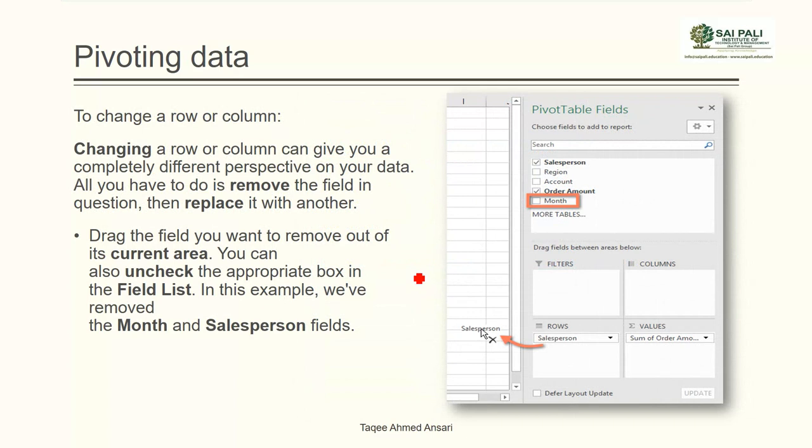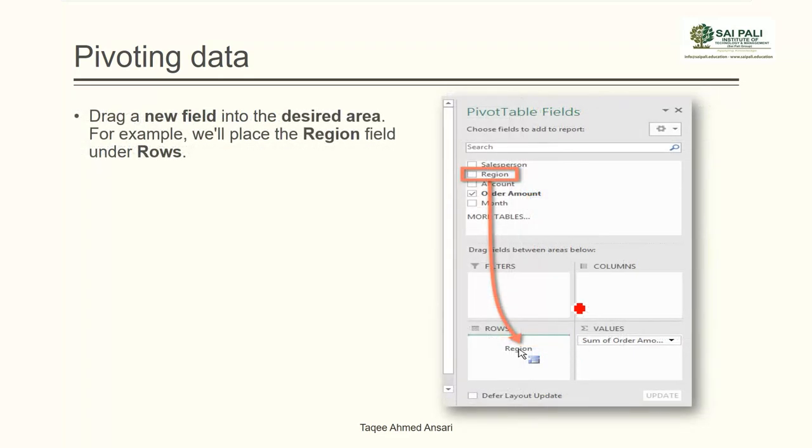Now if you want to rearrange it and remove these things, suppose my question has changed now. I don't want to see based on salespersons. I want to see based on region or month, something like that. So first you have to remove the existing one. For removing it, you have two options. Either you just uncheck it from here, or you can click and drag it outside of this field and it will remove it. So remove the ones which are already there, and then you can add what you want.